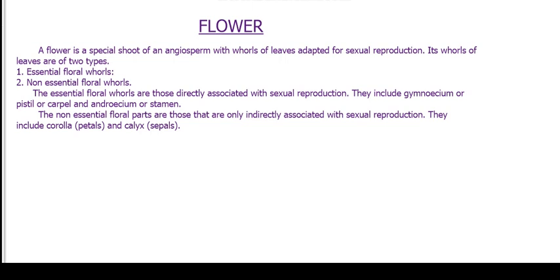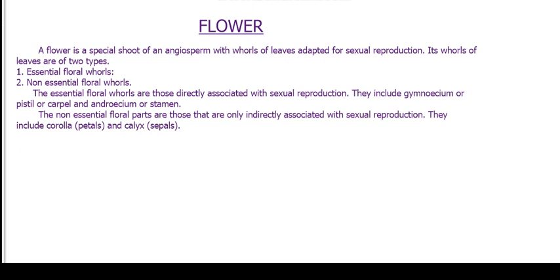The non-essential whorls include the corolla and the calyx. The corolla is a collection of brightly colored leaves that are known as petals, while the calyx is a collection of whorls of leaves that are mainly greenish in color in most cases.